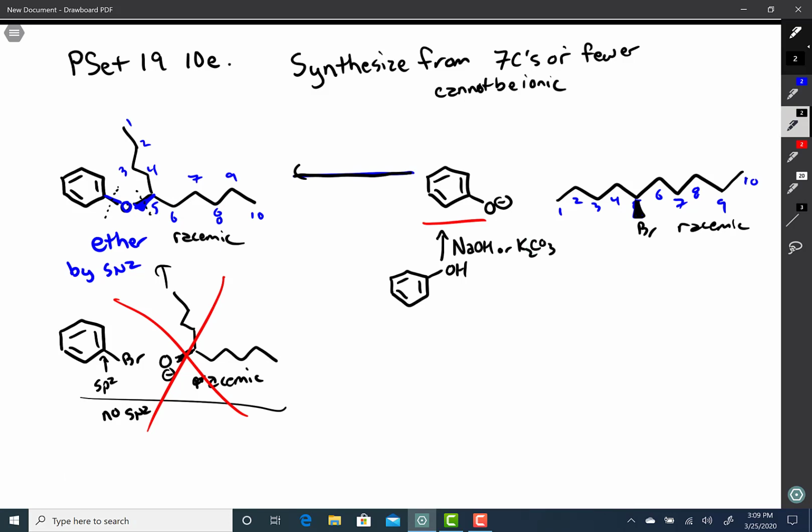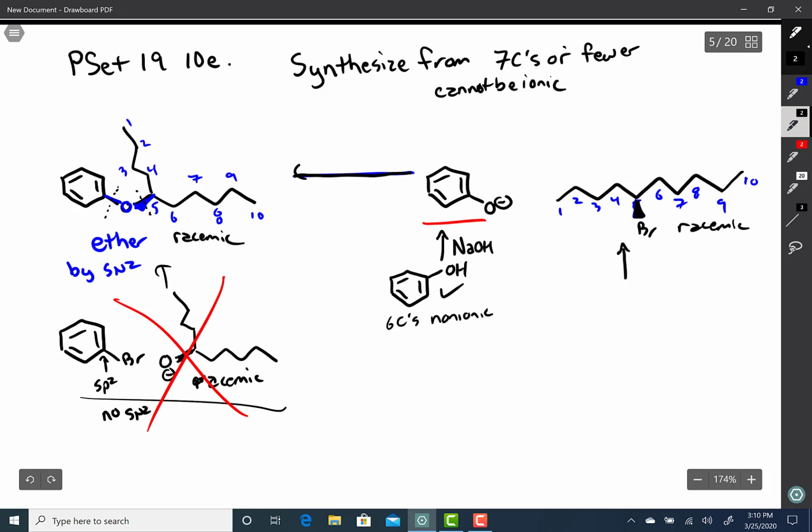If you use sodium hydride, we would accept that as well. And now this has 6 carbons. It's non-ionic. You don't have to make it. Check. This molecule on the right-hand side, though, has 10 carbons, so we do need to make that.